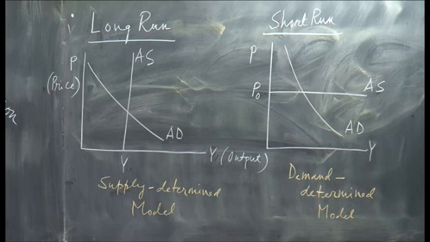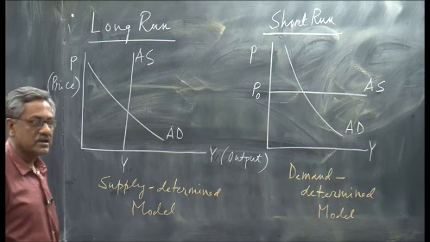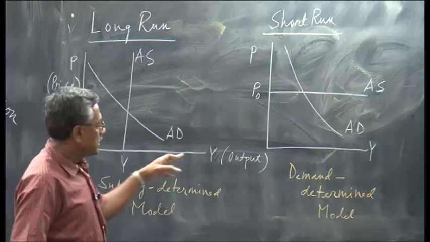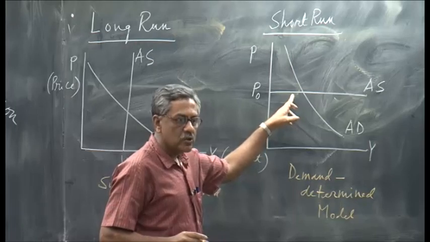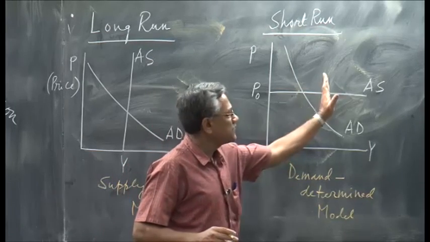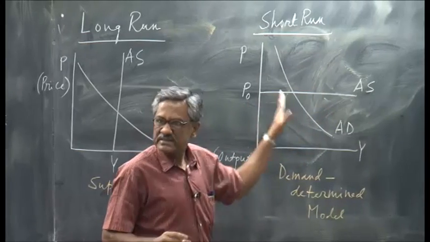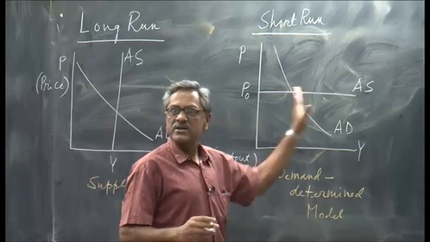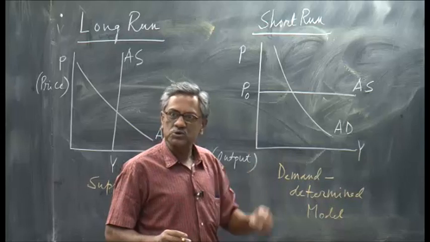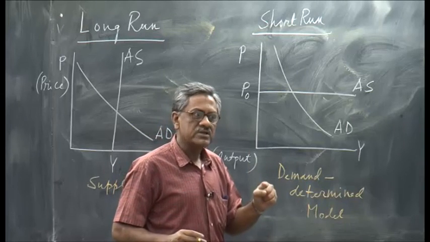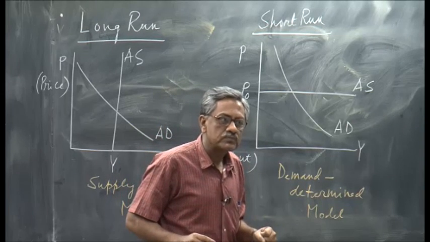Supply determined means what? Supply would tell you how much output can be produced, the supply curve. You cannot change it. Here, the demand curve will tell you how much will be produced. If the demand curve shifts, more can be produced. If the demand curve shifts backwards, a lesser amount will be produced. It's a demand determined model. Demand has the most power here. Demand decides how much companies would produce.